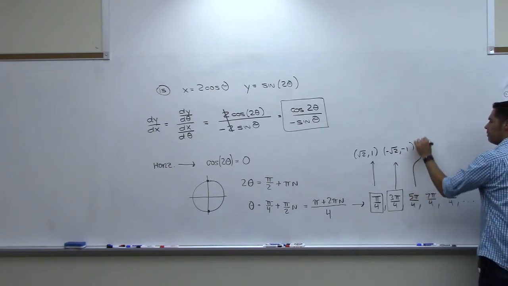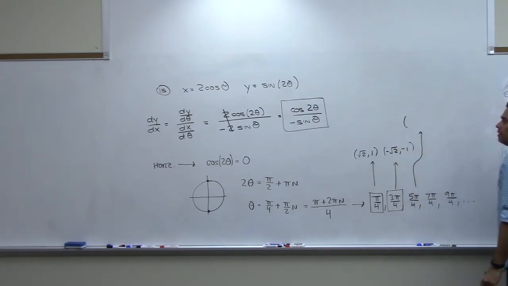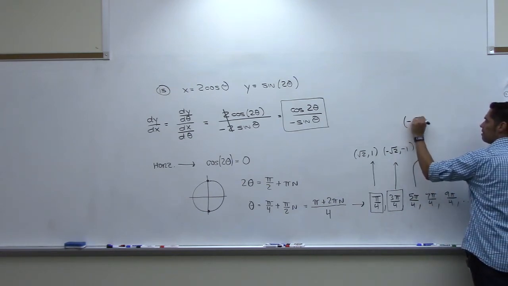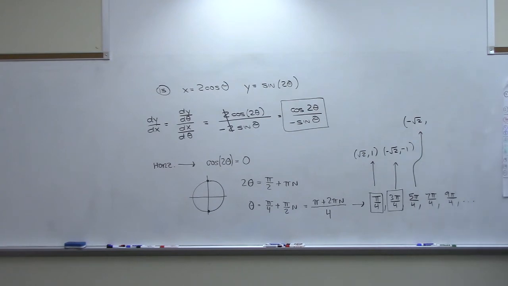Now plug in 5 pi over 4. Negative root 2. So this is negative root 2, and then when we double that, it's going to be 5 pi over 2. So where's 5 pi over 2? Here, look, here we go. We're at 5 pi over 2, right? This is pi over 2, 2 pi over 2, 3 pi over 2, 4 pi over 2, 5 pi over 2, which is 1.